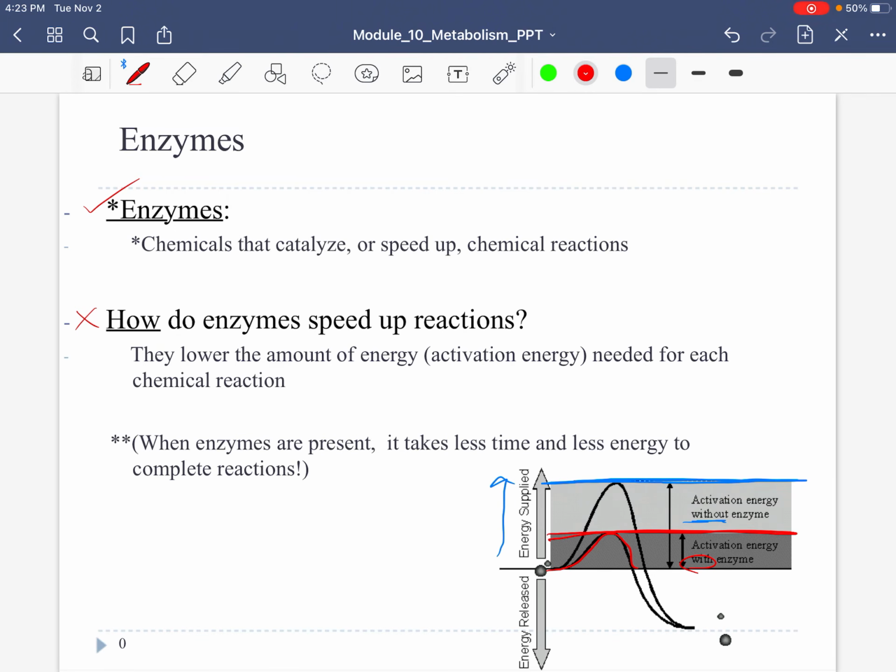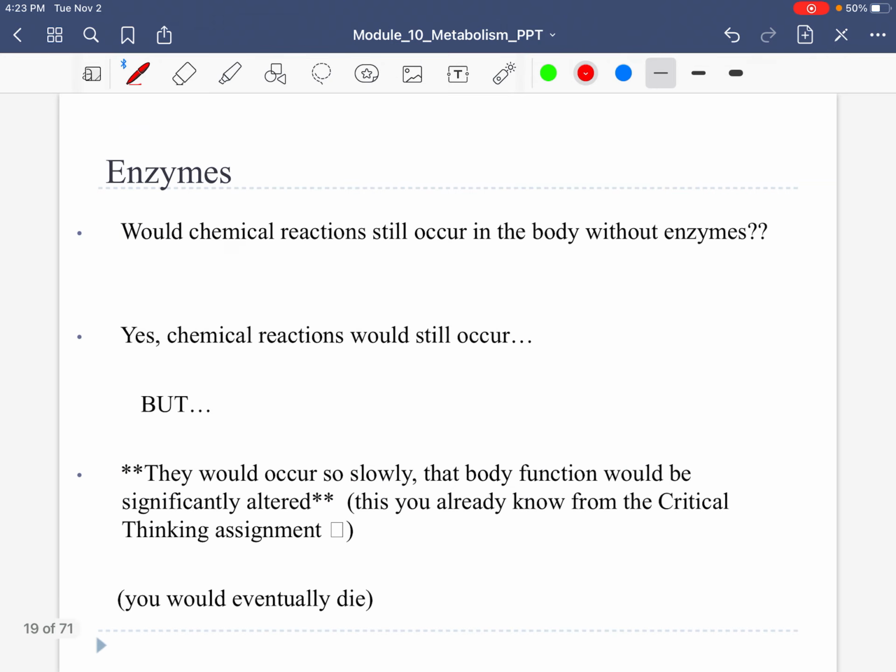So what this graph tells us is that enzymes work by lowering the activation energy. They lower the amount of energy needed for a chemical reaction to be performed. But keep it simple. What you need to know is enzymes are substances that catalyze or speed up chemical reactions.